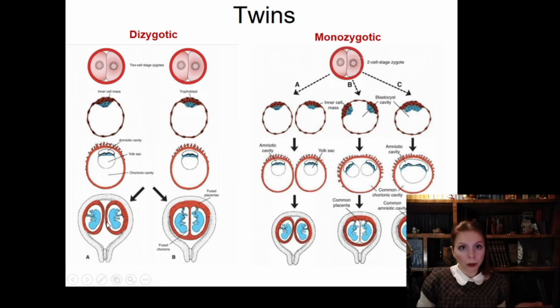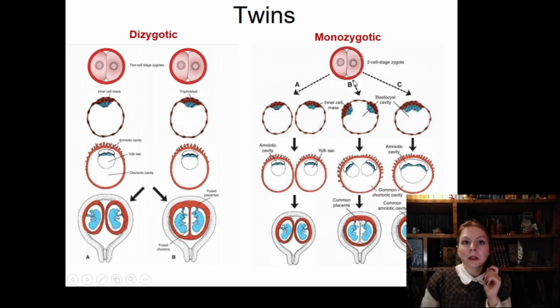There could be many more, and nowadays they could survive due to different modern technologies in neonatology. But this is not the subject of our lecture. Let's talk about monozygotic twins. They are genetically identical because they are formed from the same zygote.